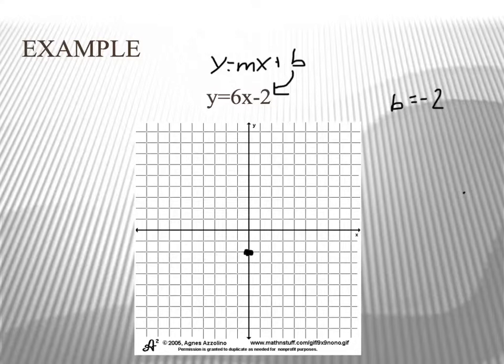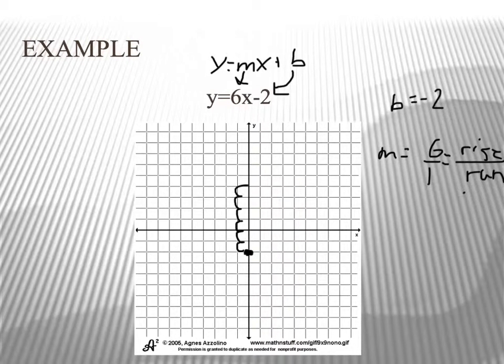From that point, from our y-intercept, we're going to use our slope. In this problem, again, our slope is 6. M equals 6. We know that slope is rise over run. So 6, if we wanted to write that as a fraction so we knew what our run was, it'd be 6 over 1. So we have our rise is 6. We're going to go up 6. 1, 2, 3, 4, 5, 6.